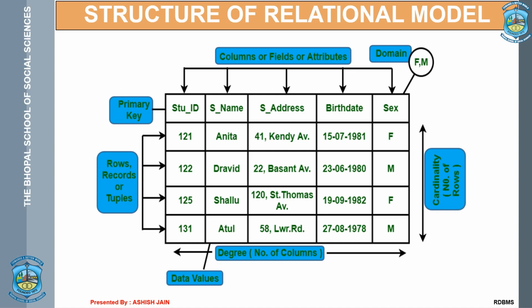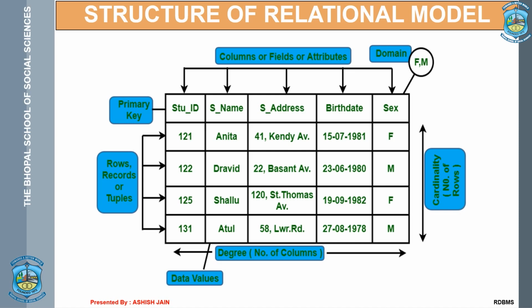Also, the number of records, we have stored 4 records here, that means we have data of 4 different students here. So this number of records is called cardinality. So in a table we have 2 important factors. First is degree, second is cardinality. Degree means the number of columns and cardinality means the number of rows.